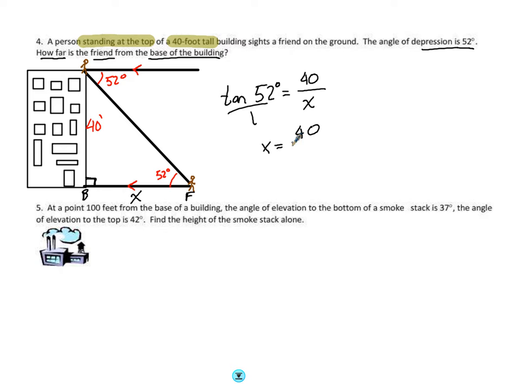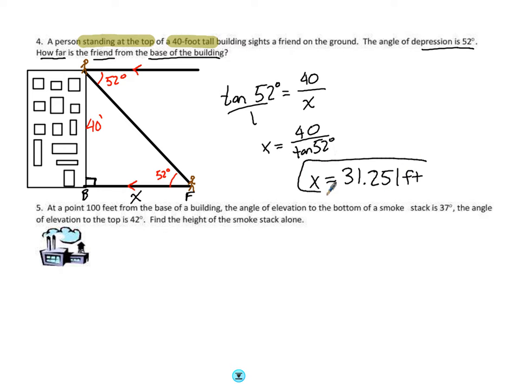X is going to be equal to, using my calculator to approximate that value, 31.251 feet. That's how far away our friend is from the building.